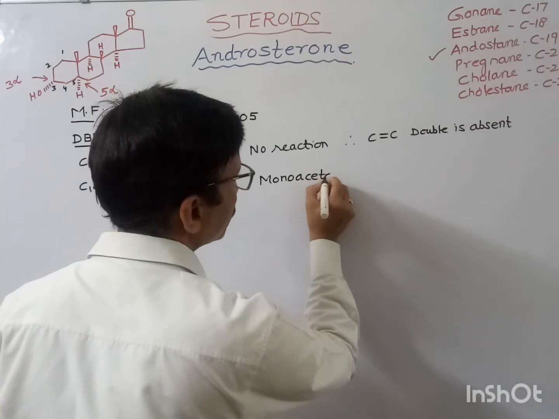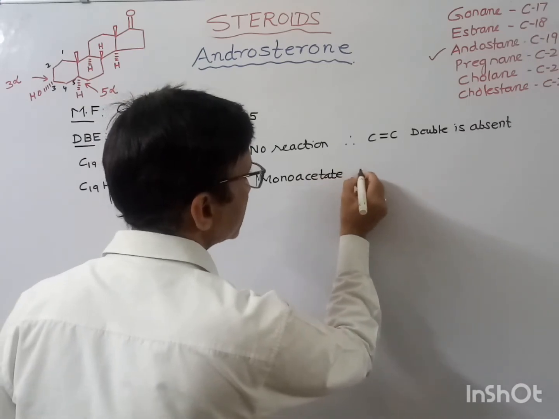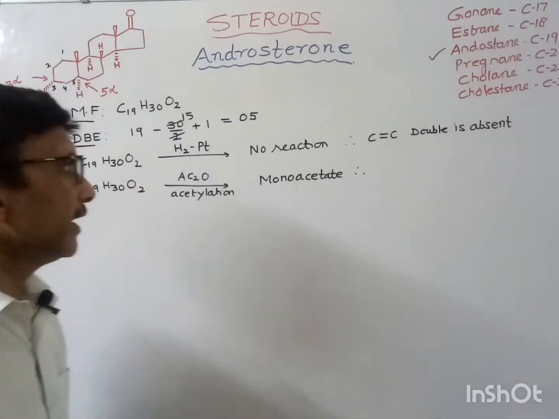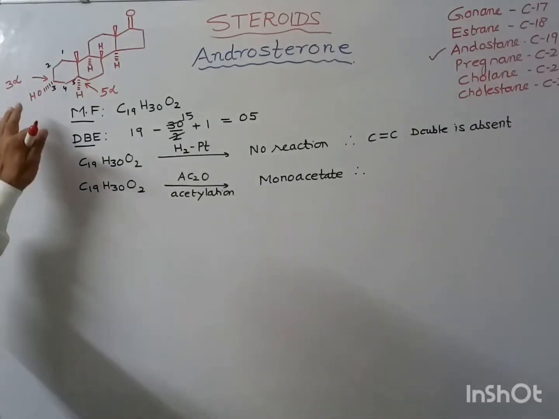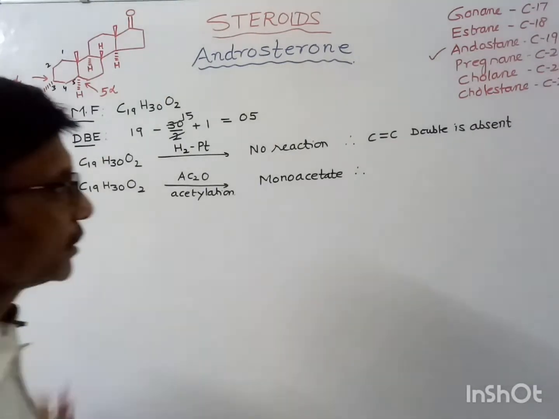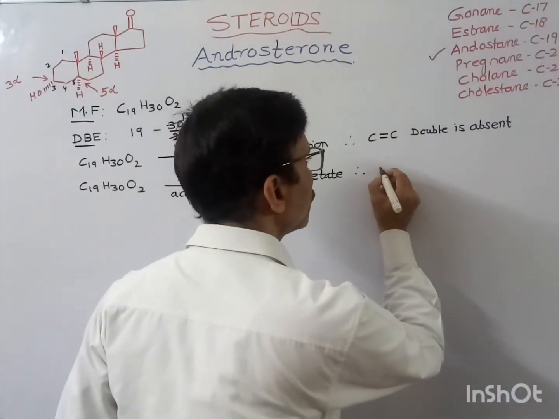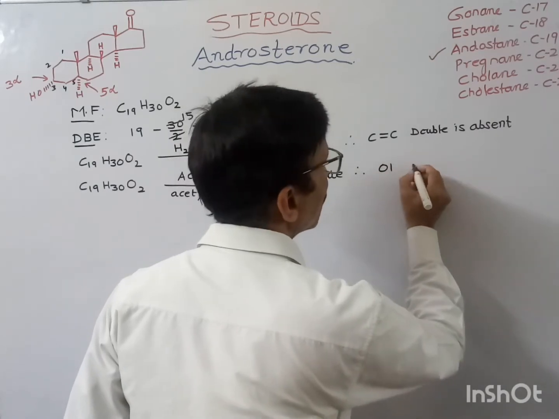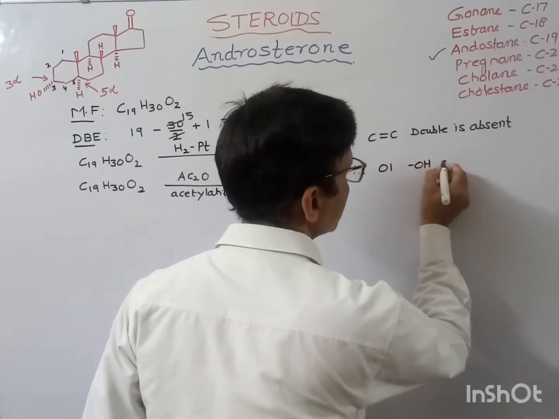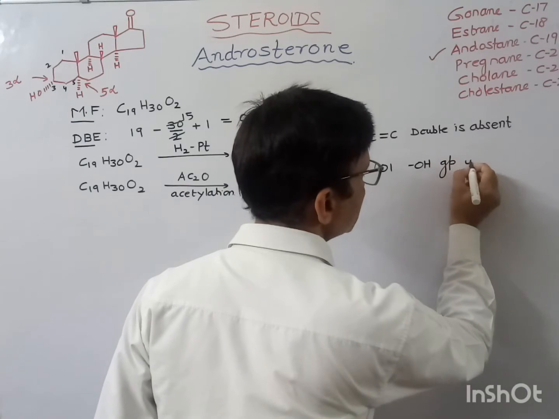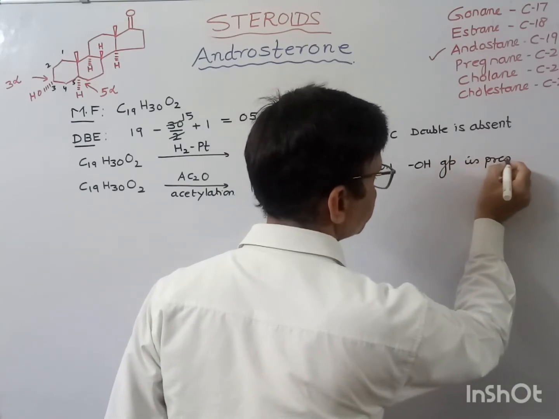So the formation of this monoacetate, what does it indicate? It indicates the presence of one OH group. That is, therefore, one OH group is present.